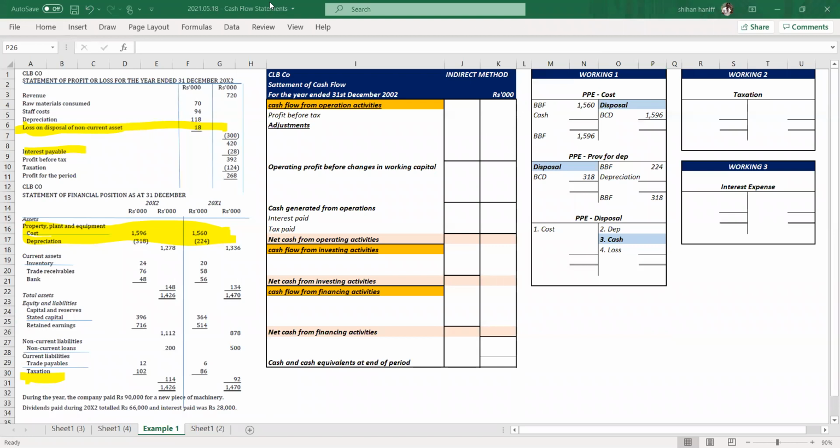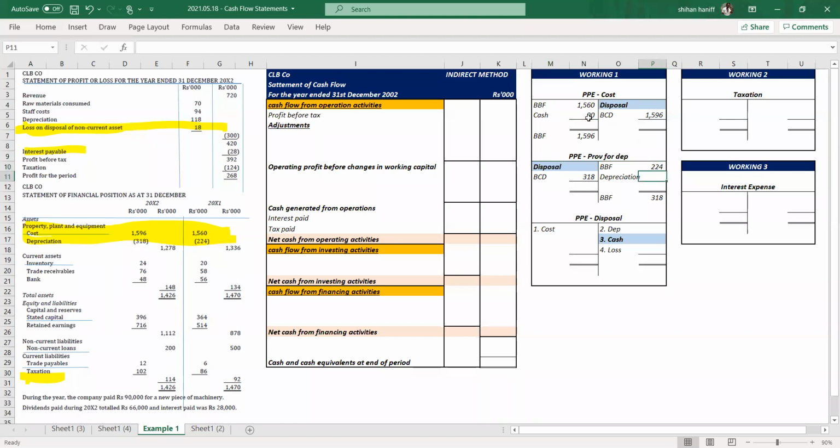What is the cash received from disposal? Did anyone find the answer? But I'll make it easier. During the year, the company paid 90,000 for a new piece of machinery. So 90 cash, new purchase. Then the difference is disposal.